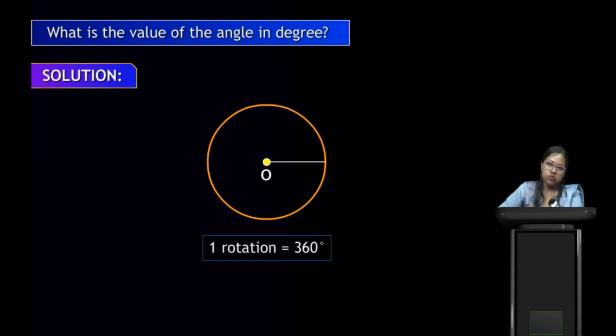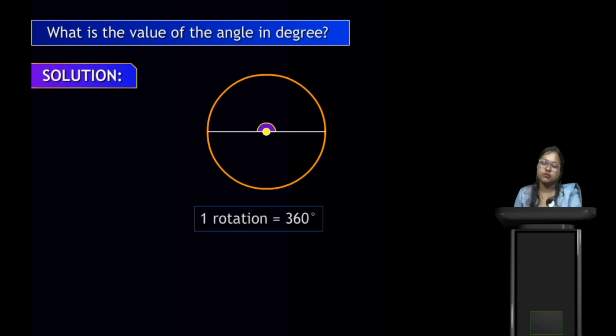So here it is one complete rotation. When the rotation is complete one rotation, that time how much degree it will create at center? 360 degree. Now this one, how much rotation it completed? You see, if it starts from here and it came here, this much. So how much angle it created? 180 degree.